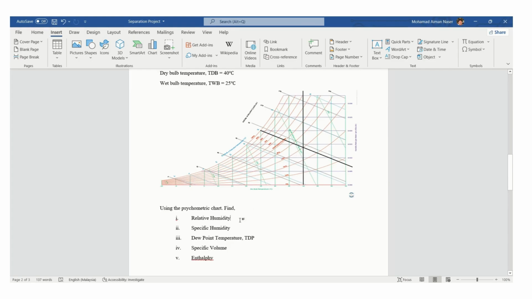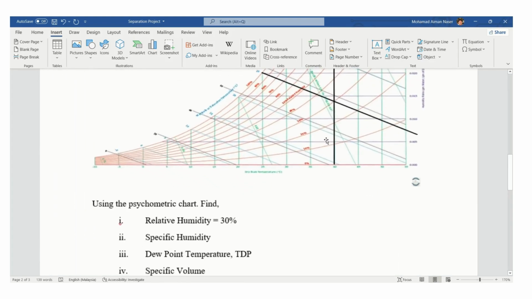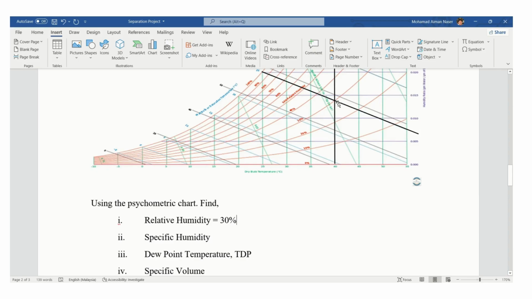So relative humidity is equal to 30%. Here is the point and the line of relative humidity. So 30%.